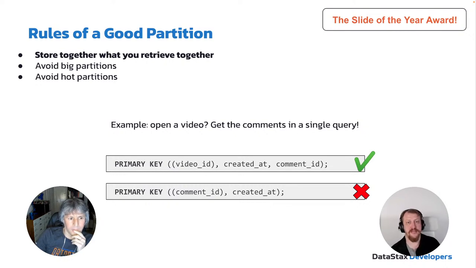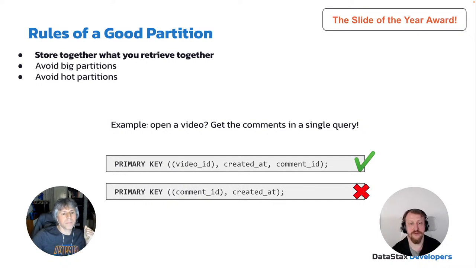First, store together what you retrieve together. If you are going to a YouTube video, and we want to show all the comments to this video, it makes sense to partition them by video ID. So I will need to do one query to one server to get my comments, and we are good. I will not have to ask multiple queries for multiple different partitions. So this part must be simple, right?